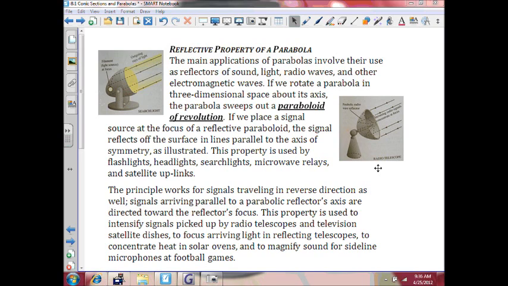Now, if we place a signal source at the focus of a reflective paraboloid, the signal reflects off the surface in lines parallel to the axis of symmetry. Why do you think they put the receiver on the paraboloid on your dish receiver? Why do you think they put that little arm out to get that information?